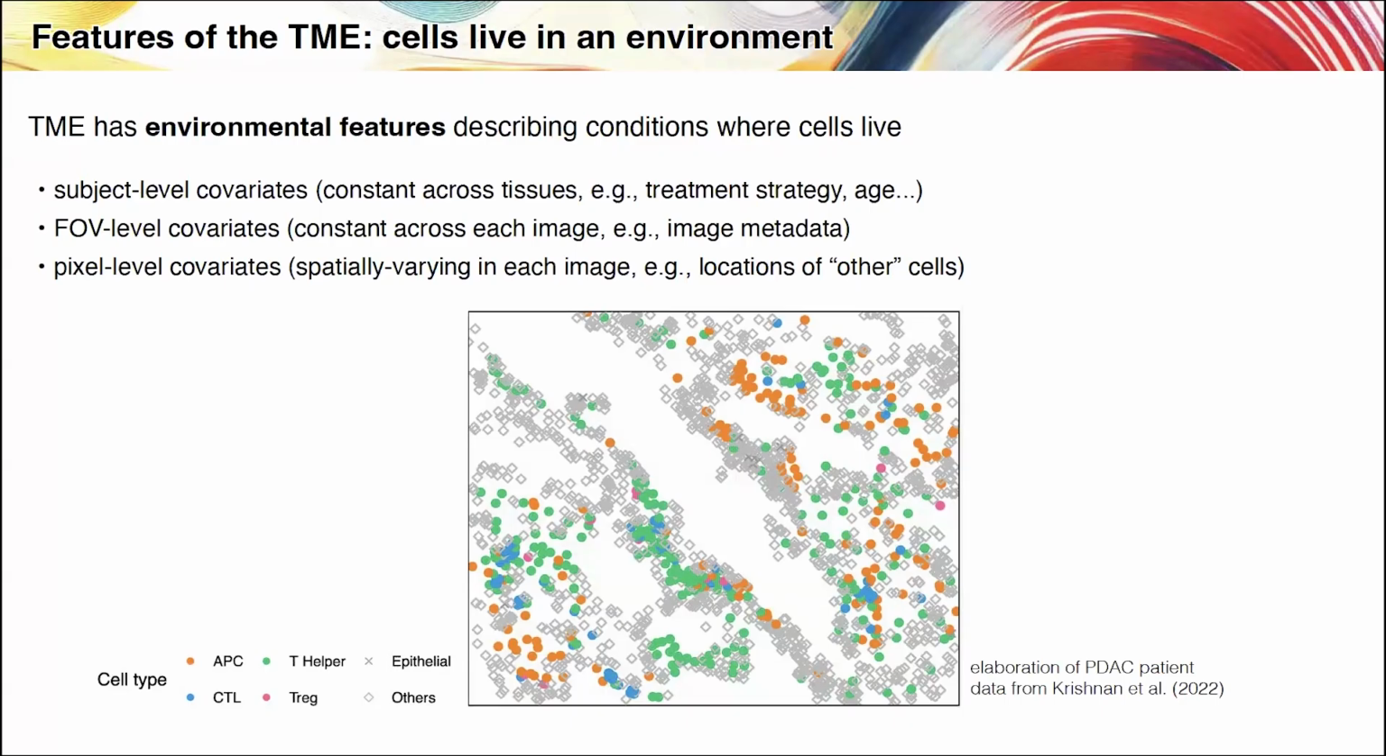And in the TME, these could be treatment, cancer stage, or other variables. I'm referring to them as subject level, so they are constant across the entire image because they relate to the subject to which that image corresponds. Or FOV, the field of view, which is the image of the tissue that we're taking in this specific example. We may take multiple images of the same tissue, but these covariates are constant across the image. So there may be a gradient across the tissue.